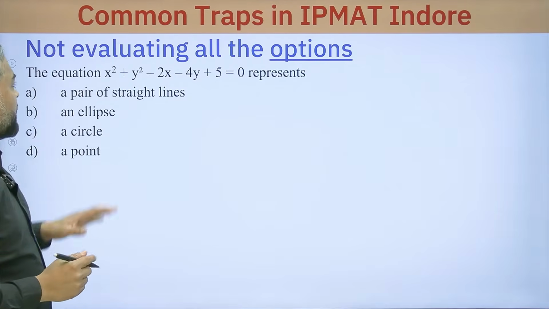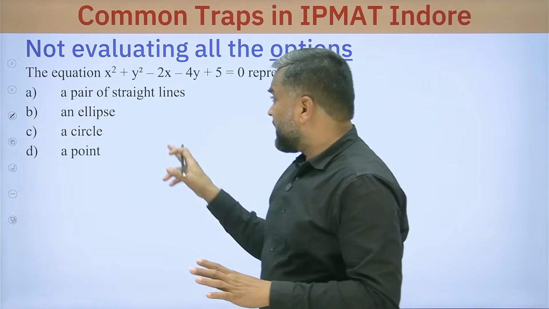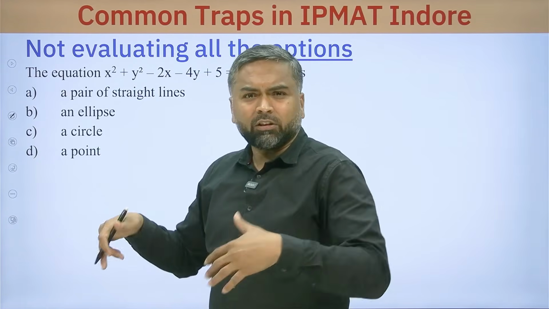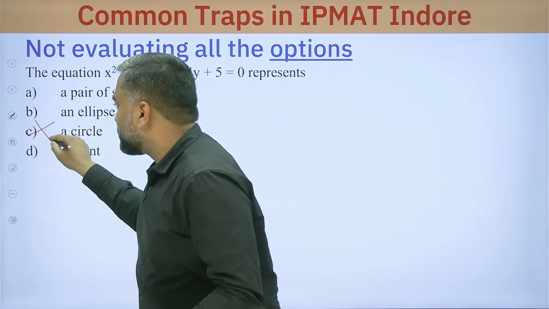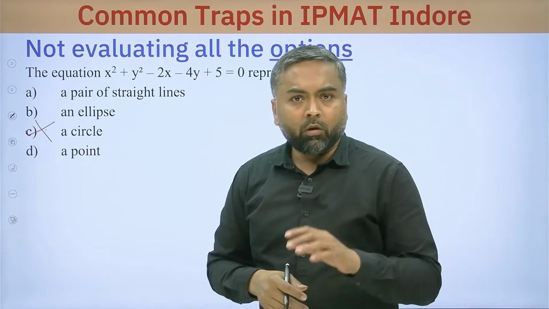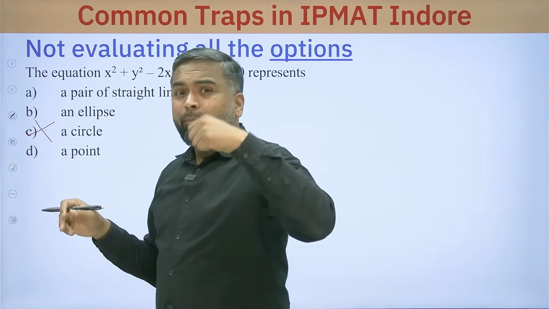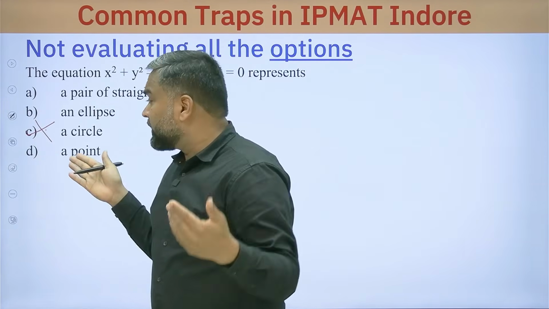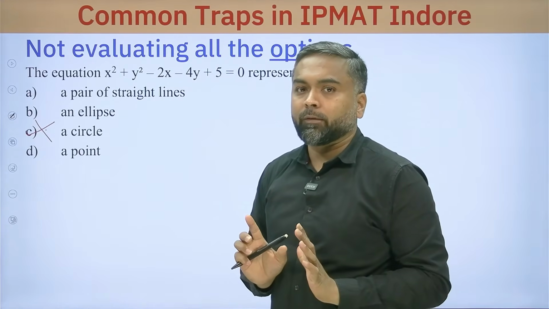Okay. Now let's look at this equation. A lot of students made this mistake. They looked at this and said it's such a sitter question. They marked circle and that was wrong. Why? Because a point is a type of circle with radius 0. It is a much more specific type of circle.